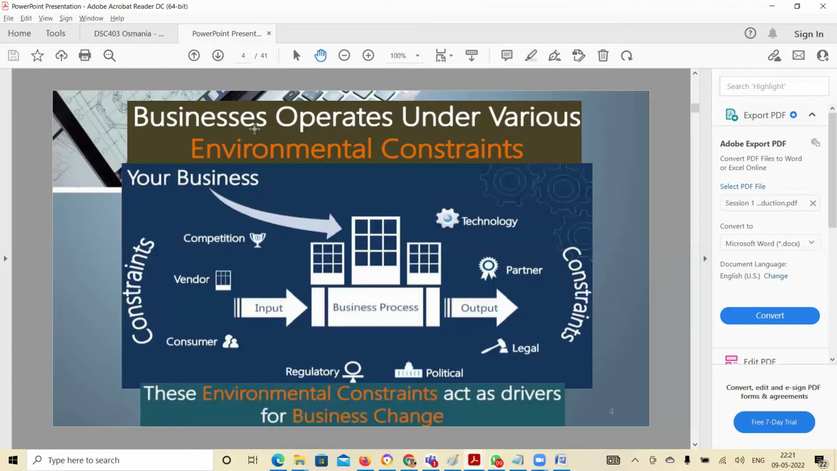Apart from that, you have regulatory requirements, right? We have ISO standards and things like that. You have to meet those standards, right? If you don't meet the standards, you will not get the required certification, and maybe some customers may not buy, right? Political situations, right?